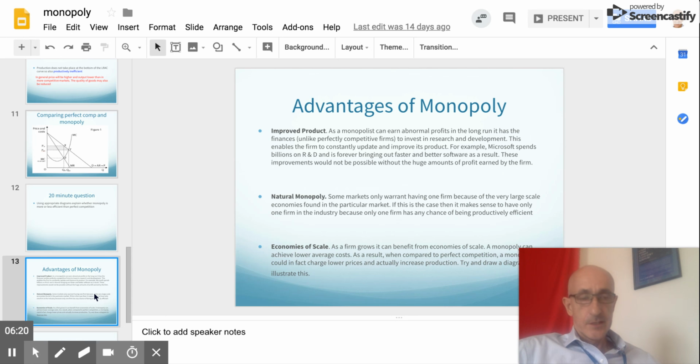We may see an improvement in the product because the firm has got the resources to put into research and development, and therefore they can spend the money on new technology or researching drugs for the pharmaceutical industry, for example. There's also the natural monopoly argument, which will be dealt with in a separate video. And then finally, there's an argument to do with economies of scale.